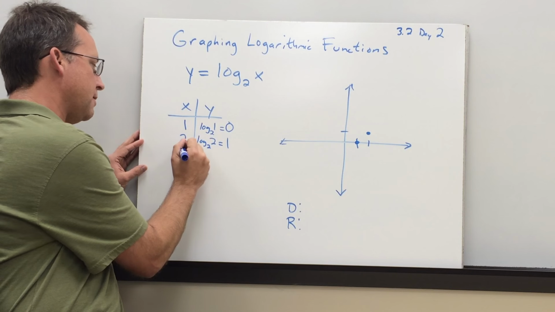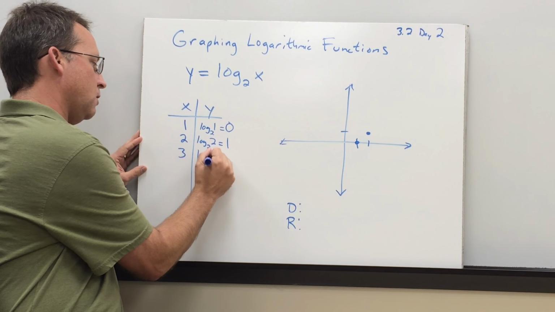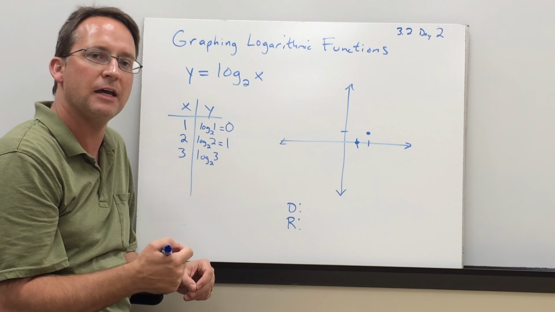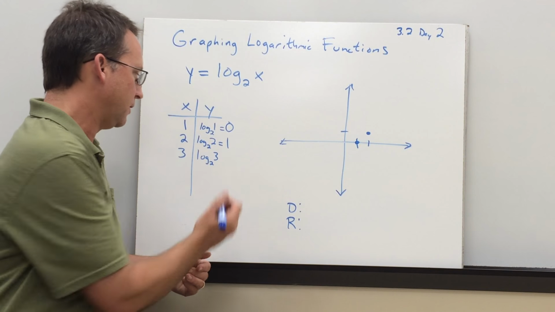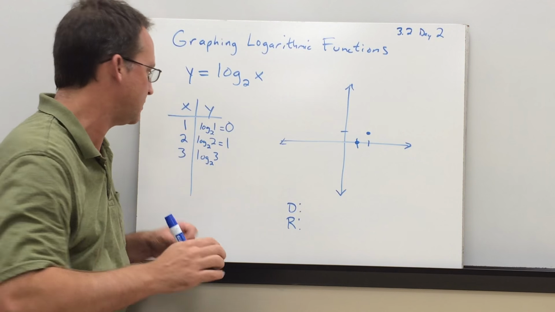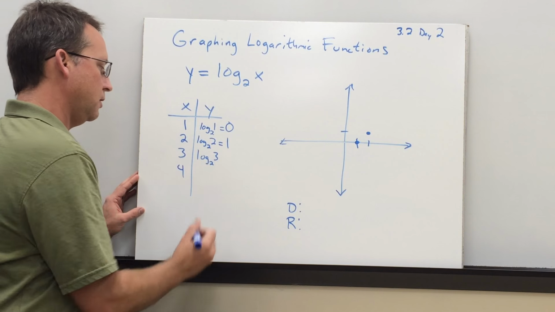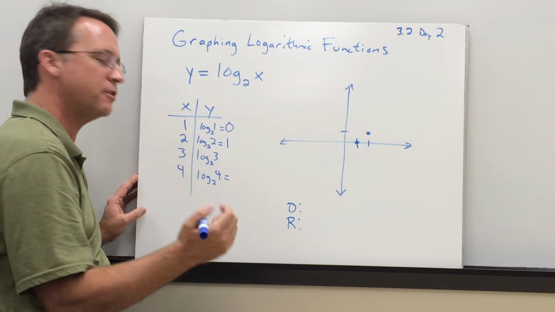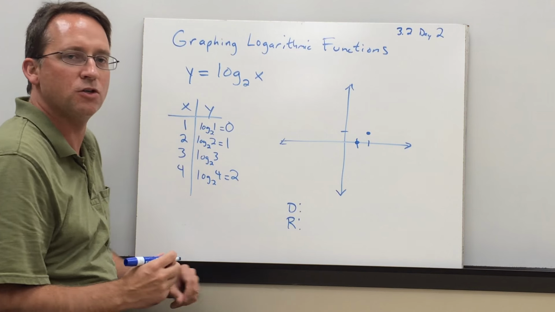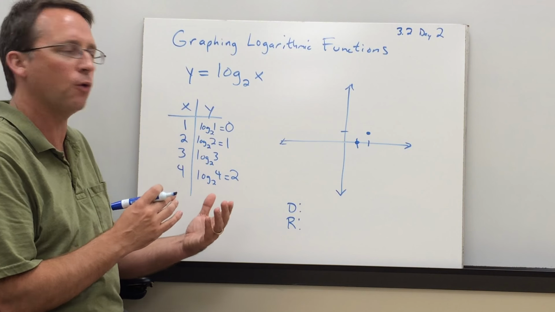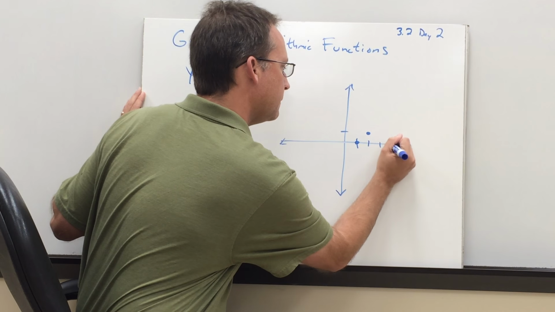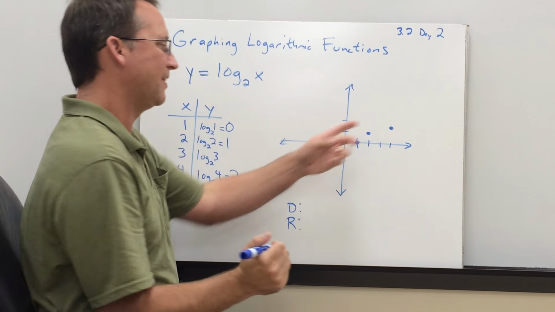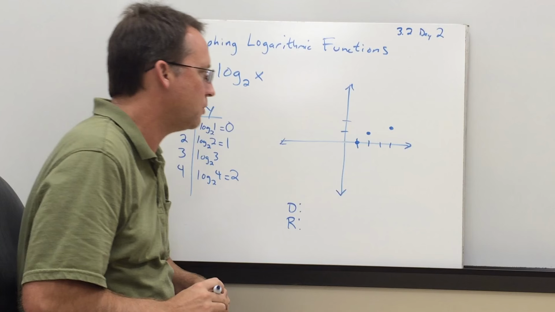All right, x is 3. Log base 2 of 3. 2 to what power equals 3? I don't know. So forget I used x equals 3. Let's try 4. Log base 2 of 4. Yeah, 2 squared is 4. So log base 2 of 4 is 2. So when x is 4, y is 2. Right, got another point there. Don't really know what log base 2 of 3 is.